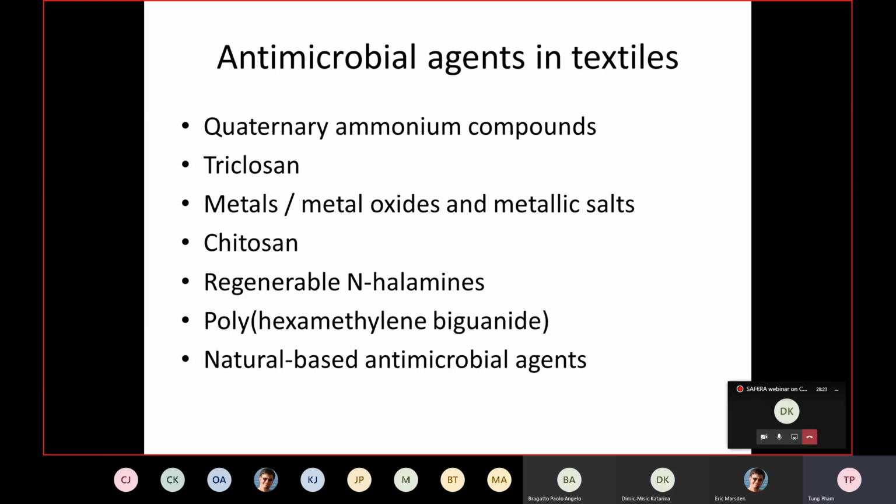I skipped the regenerable halamines and the polyhexamethylene biguanides for the sake of time, and just move directly to the last example, the natural-based antimicrobial agents. These are compounds extracted from herbs and plants, and in the last few years they have been extensively studied as an alternative therapeutic strategy to combat microbial growth in textile.